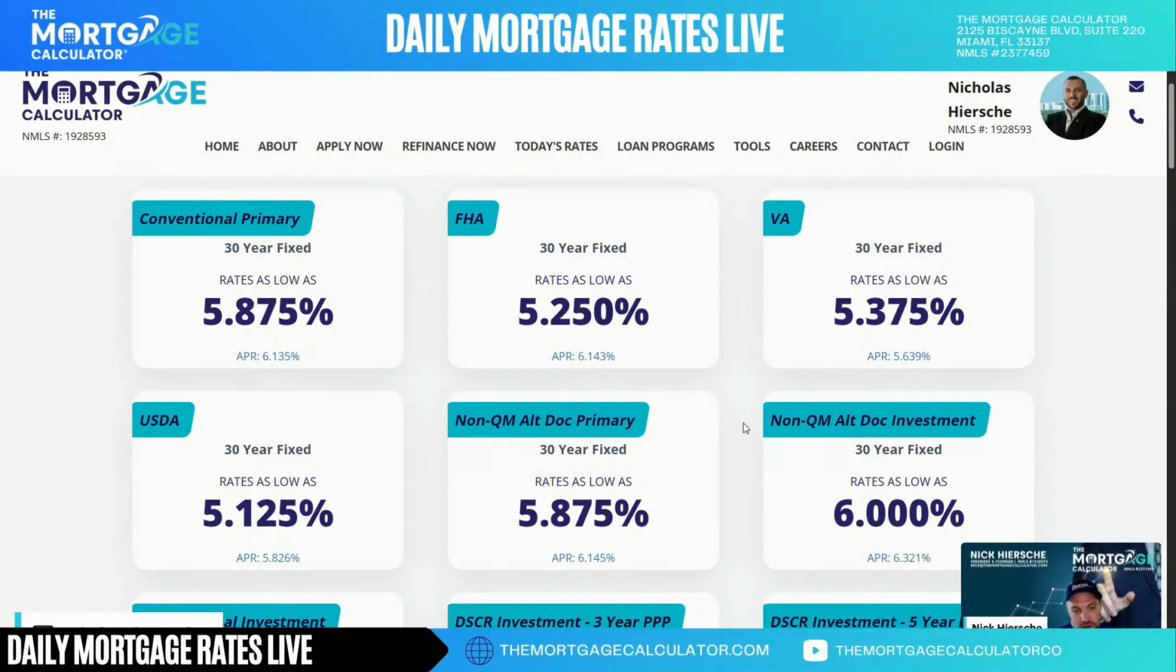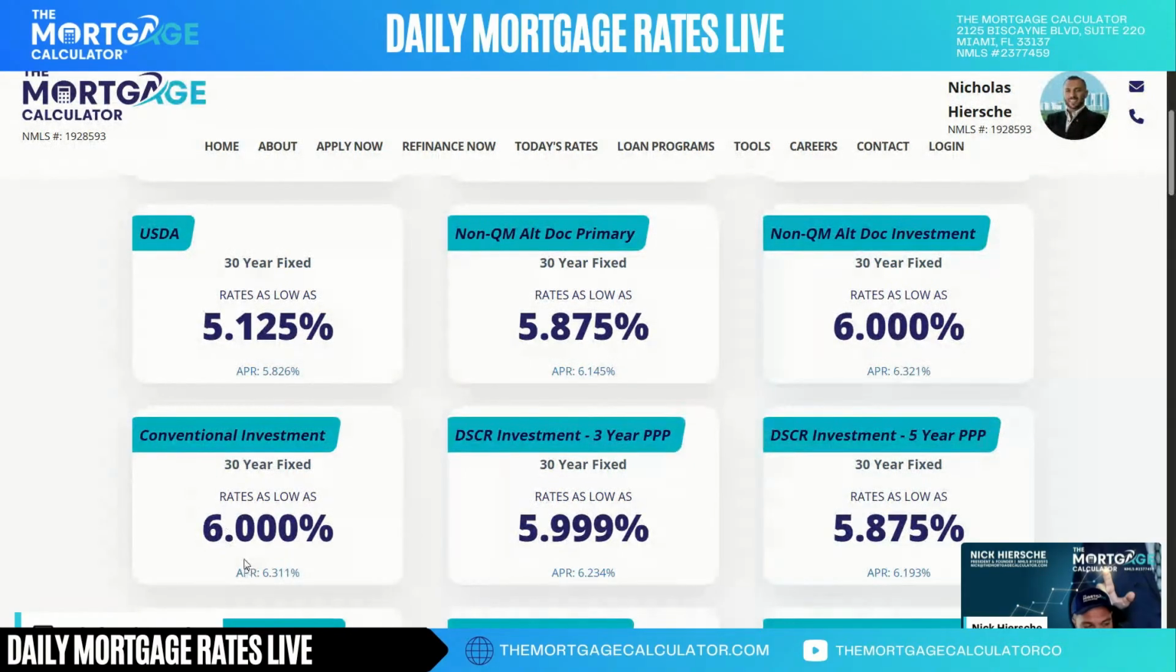And we can use our non-QM doc options for investment properties, rates as low as 6%, final APR comes in at 6.21, and we compare that to our conventional options for an investment property, same rate, 6%, final APR 6.311. And we always cover our favorite loans here, or some of my favorite loans at least, at the Mortgage Calculator, our DSCR, debt service coverage ratio. No income or employment information needed. We simply use the estimated rents from the rental property to determine a DSCR ratio. And if the rents can cover the expenses, in this case, that's a ratio over 1, which is what we use for our examples. And our first example has a 3-year prepayment penalty, which is pretty standard.